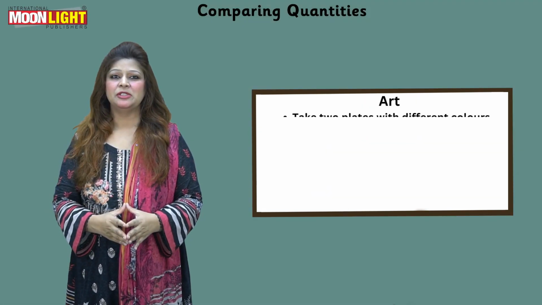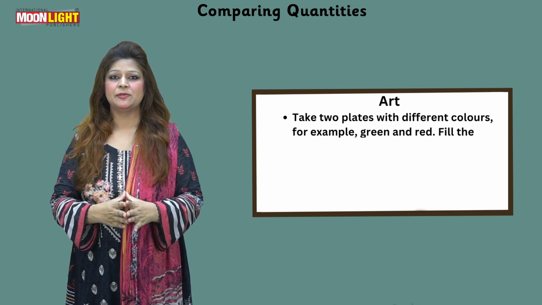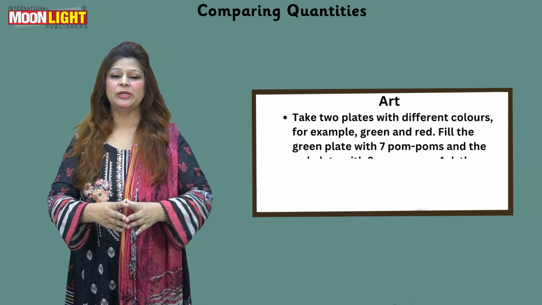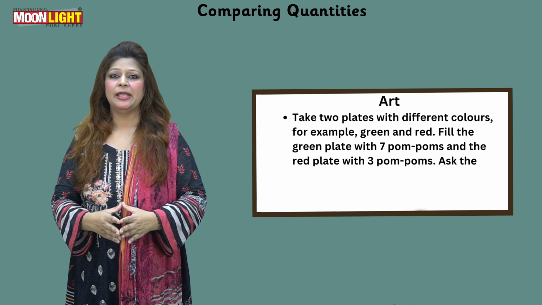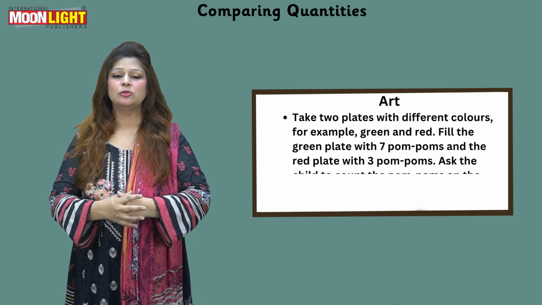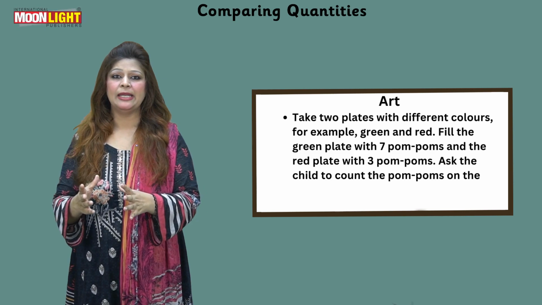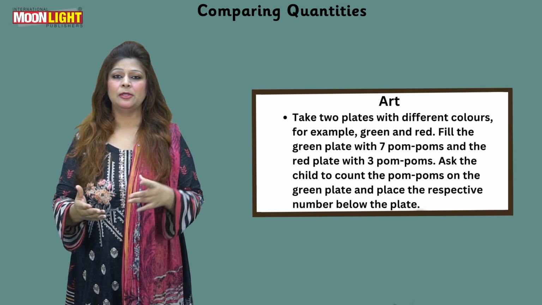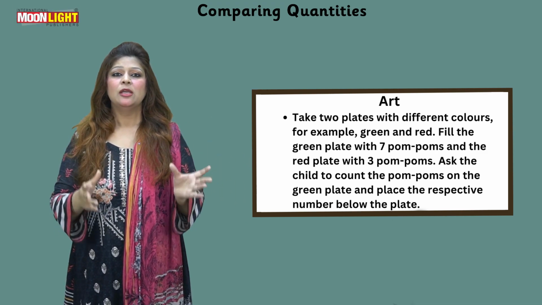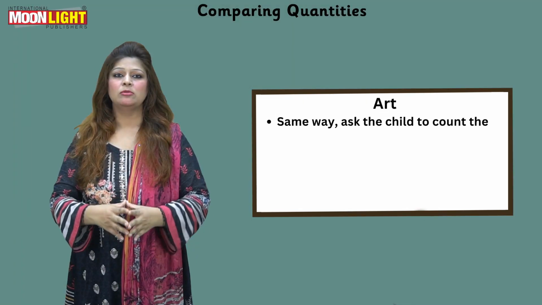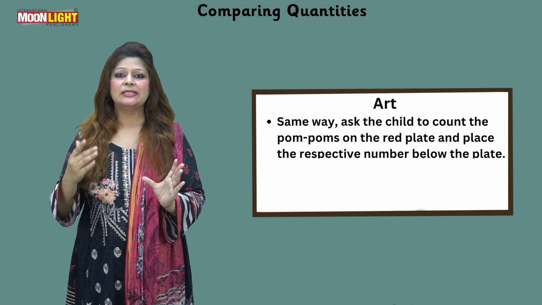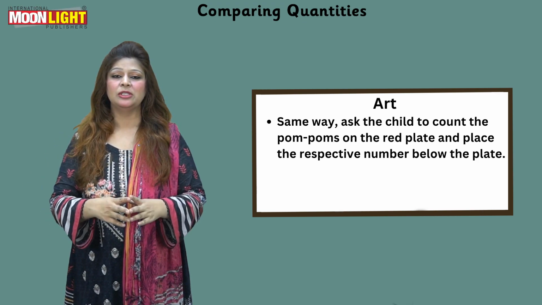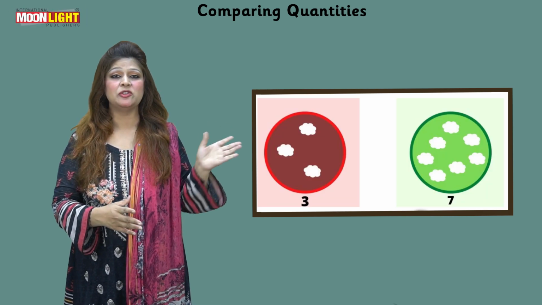For the art section activity, you are going to take two plates with different colors, for example, green and red. Fill the green plate with 7 pom-poms and the red plate with 3 pom-poms. Ask the child to count the pom-poms on the green plate and place the respective number in the plate below. For example, you can just give the other plate as well. In the same way, ask the child to count the pom-poms on the red plate and place the respective number below. You can just give them this plate and they are going to put the numbers over there like this. You can just check the pictures out as well.